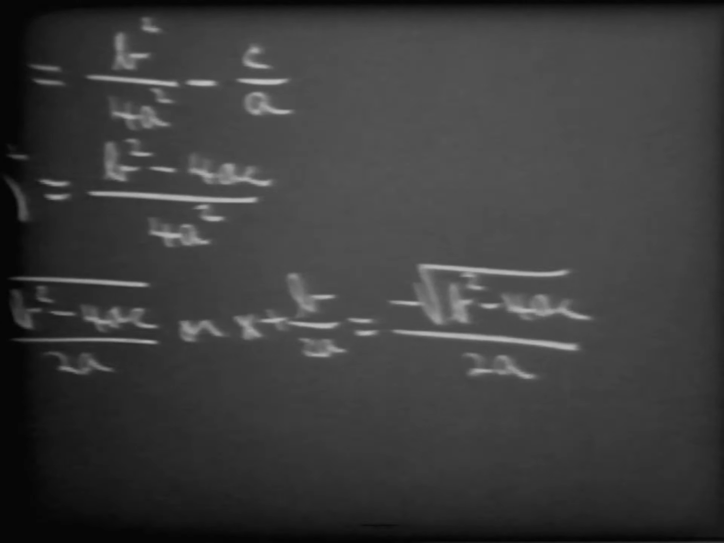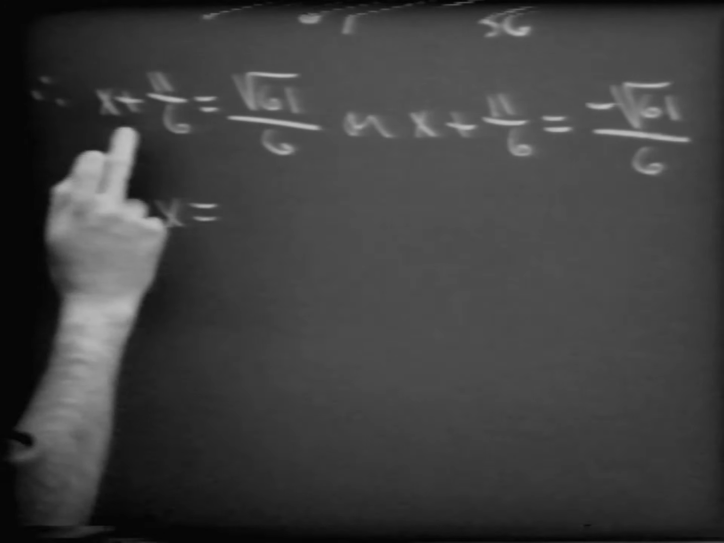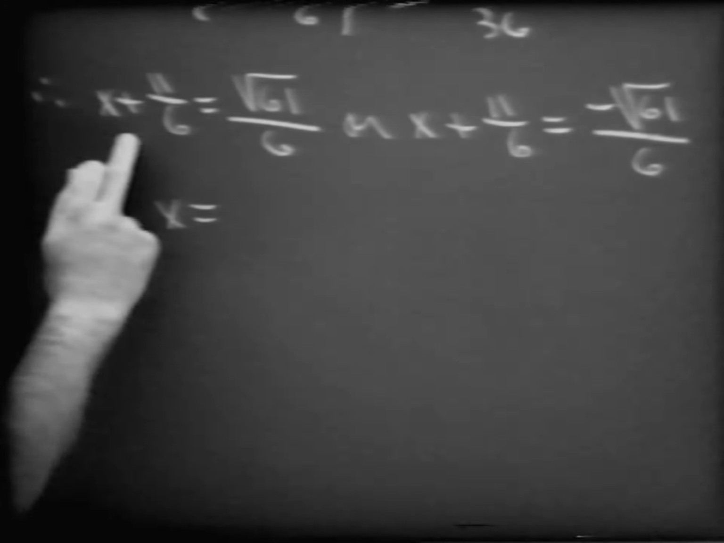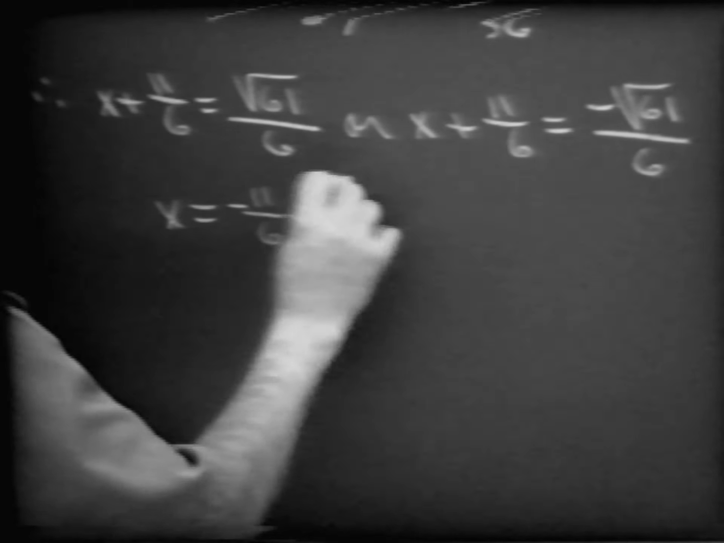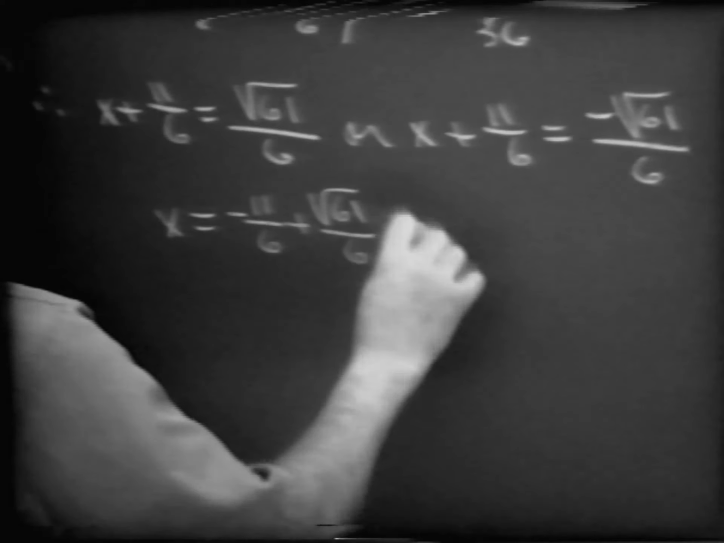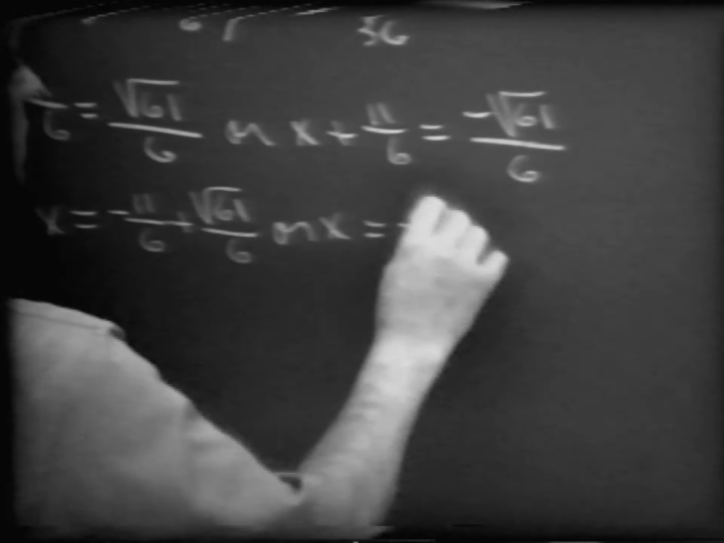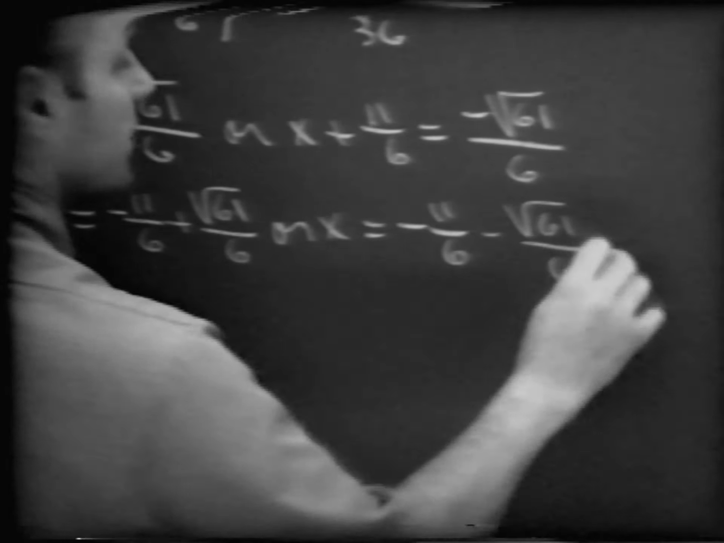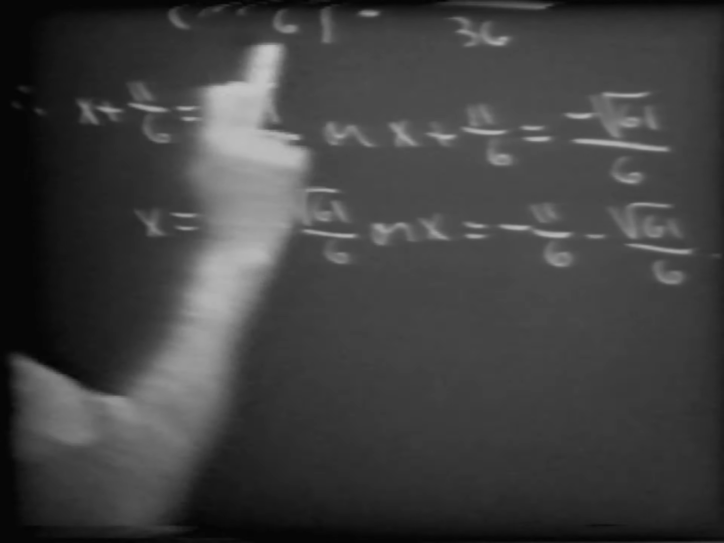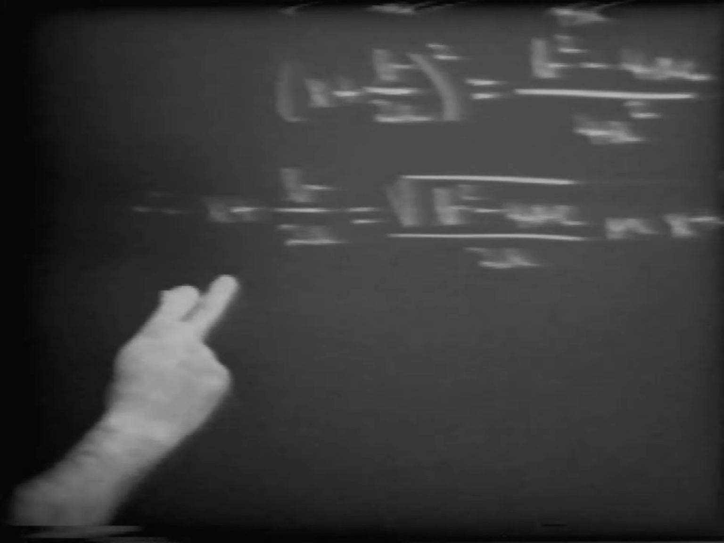Okay? Let's then come back here to our specific case, and now we would like to solve for x, and so you say, well, let's then subtract 11/6 from both sides, and that's what? Negative 11/6 plus the square root of 61 over 6, or here we have x is equal to negative 11/6 minus the square root of 61 all over 6. Is that right? Okay.